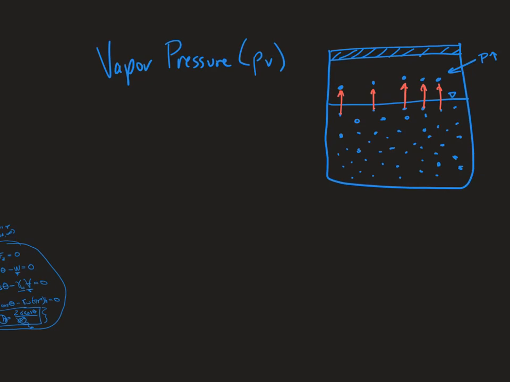And what will happen eventually is the ones up here that have the least kinetic energy will want to condense back into the fluid. So these guys are going to want to go back this way. Some of them are going to come back. And eventually the ones going up are going to balance the ones going down. They don't really equal each other, but they're going to balance. The pressure at which they balance is called the vapor pressure.